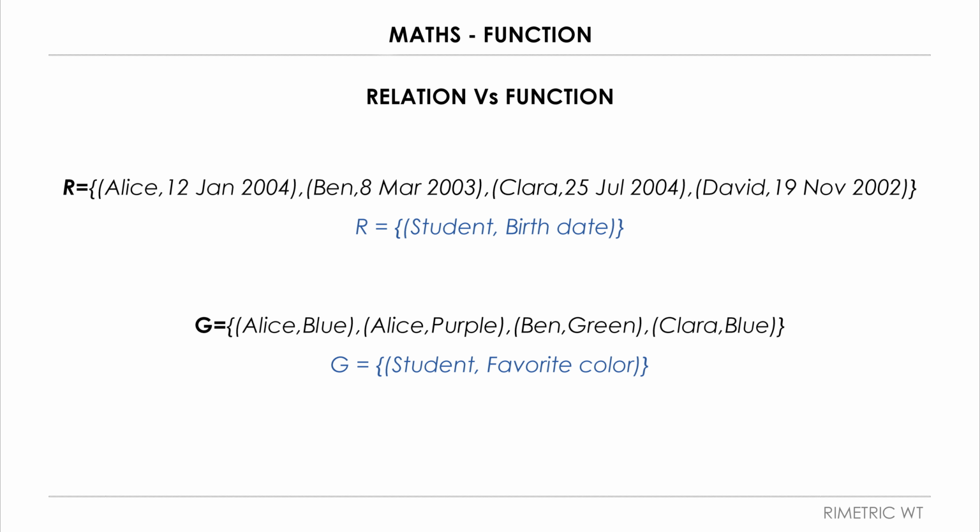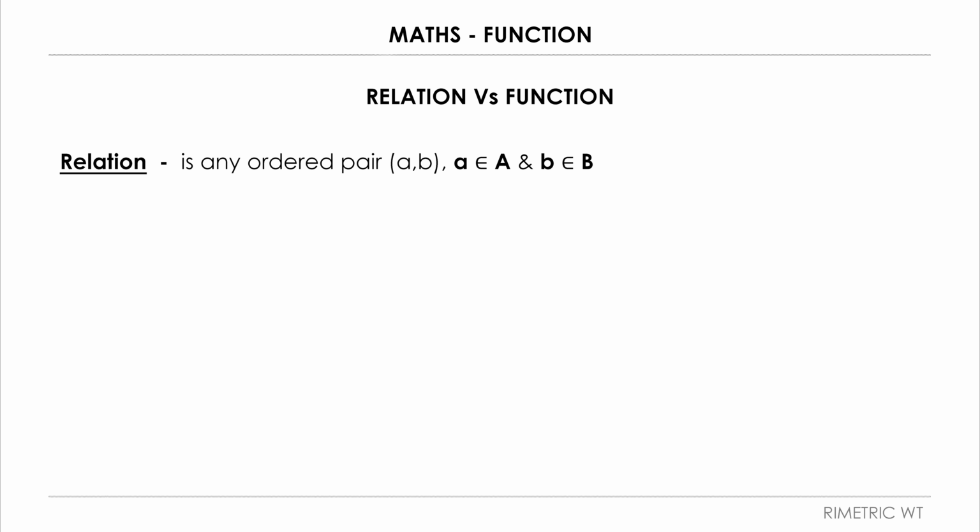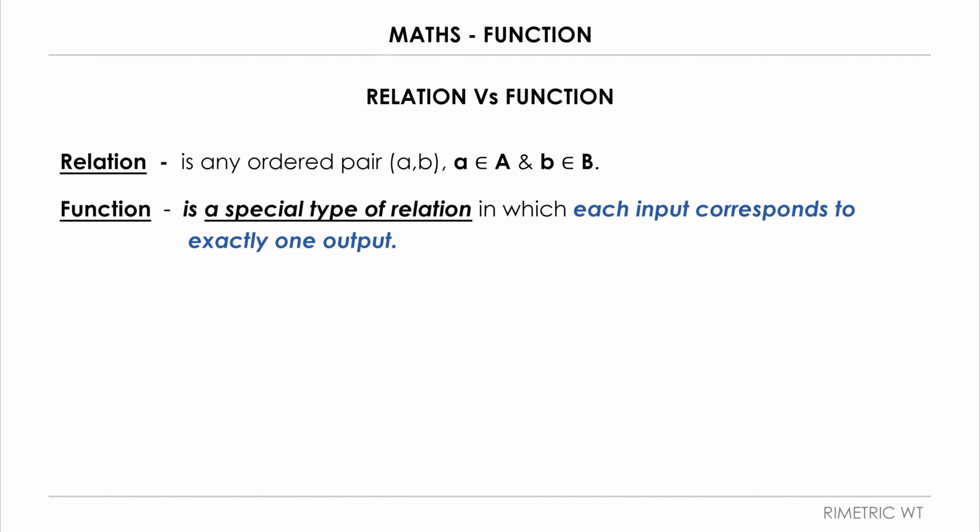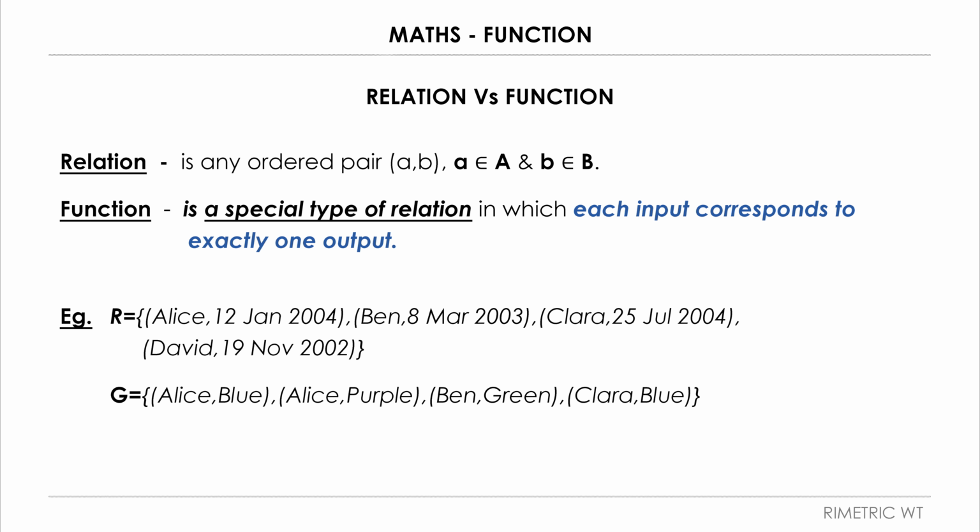Alright, let's think about this together. A relation is any collection of ordered pairs (a, b), where a is from set A and b is from set B. However, a function is a special, well-behaved relation in which each input corresponds to exactly one output. Let's look at the examples displayed here on the screen.